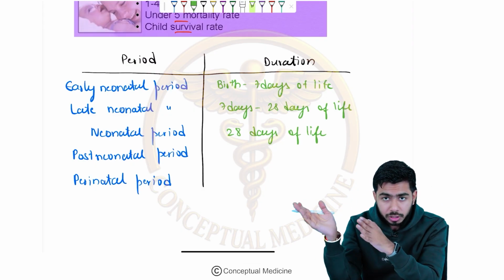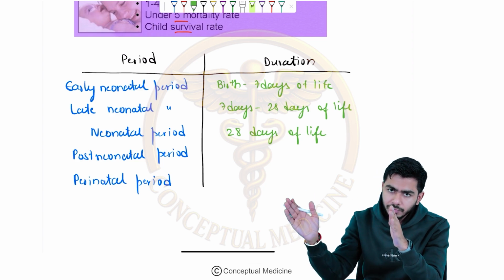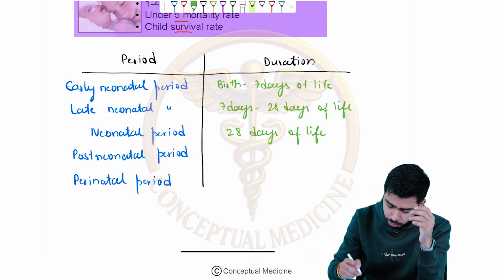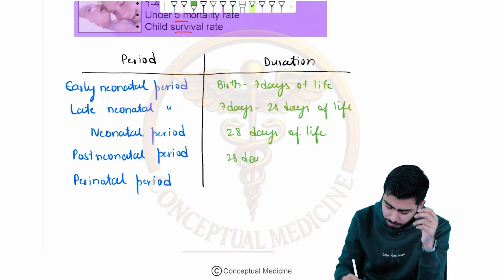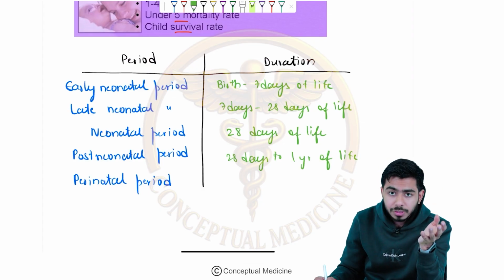What about the post-neonatal? After the 28 days till 1 year of life, that will be called the post-neonatal period. So from 28 days to 1 year of life, that will be called your post-neonatal period. Then the next one is the perinatal period.